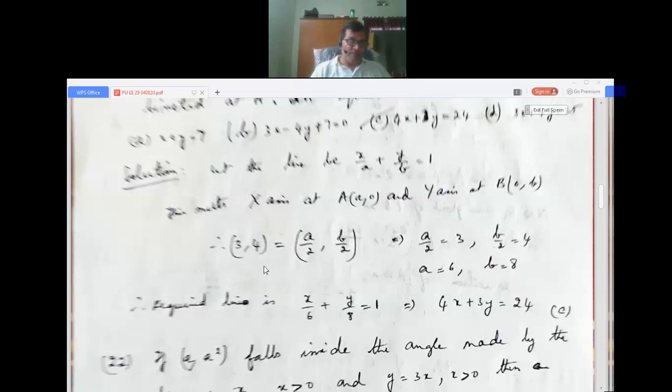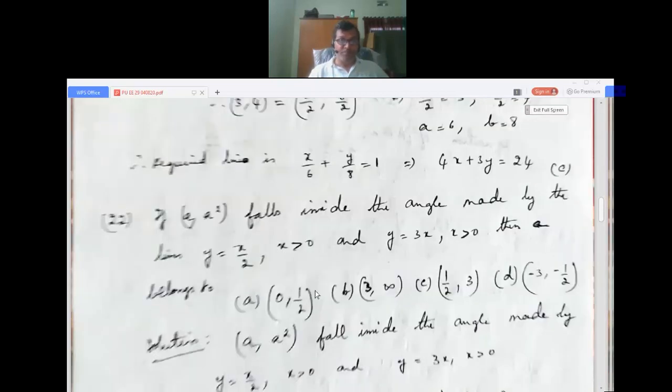So what happens here? As given in the question, 3 comma 4 will be the midpoint of AB. So a plus 0 by 2 equals 3, and b plus 0 by 2 equals 4. So 3 comma 4 is a by 2 comma b by 2. So a by 2 is 3, b by 2 is 4, so a is 6 and b is 8. So the required line is x by 6 plus y by 8 equals 1, which implies 4x plus 3y equals 24. So we get option C there.